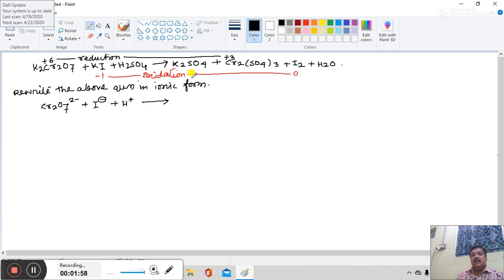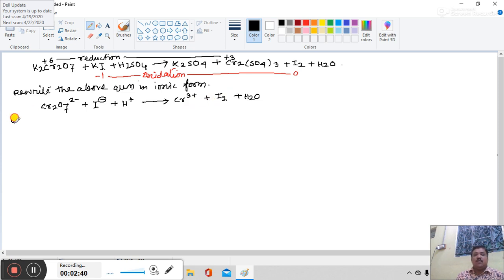On the product side, at first we see K2SO4. But in this step K2SO4 is not written, because in K2SO4 there is no atom whose oxidation number changes. The next is chromic sulfate. In chromic sulfate, chromium exists as Cr3+. Then the iodine molecule, I2, and H2O. In this step, we must write only those atoms whose oxidation number changes.